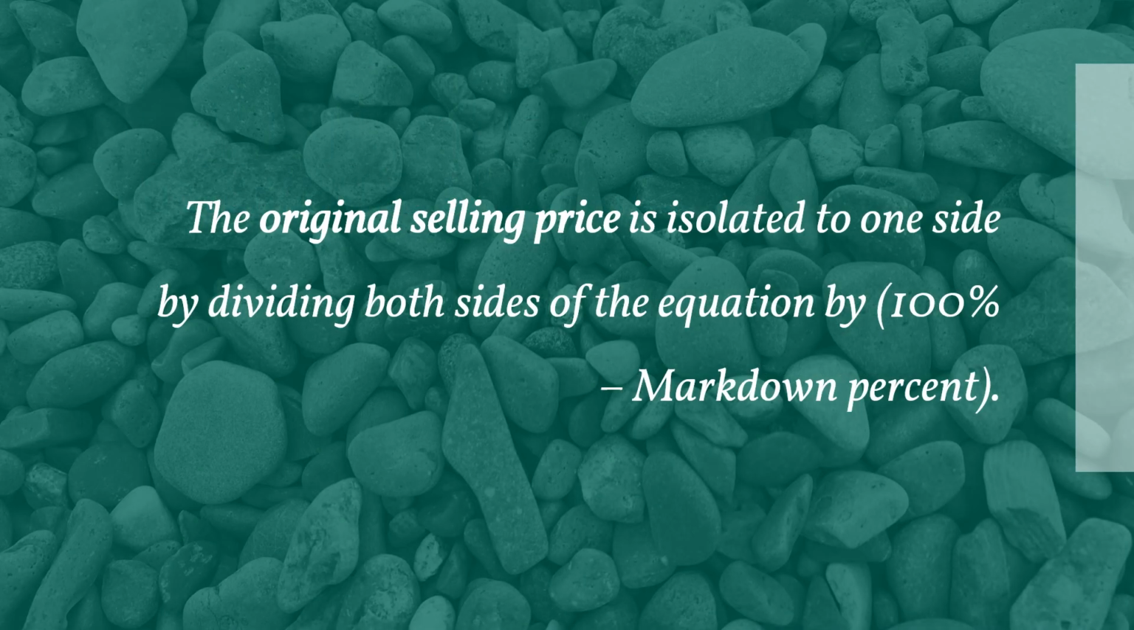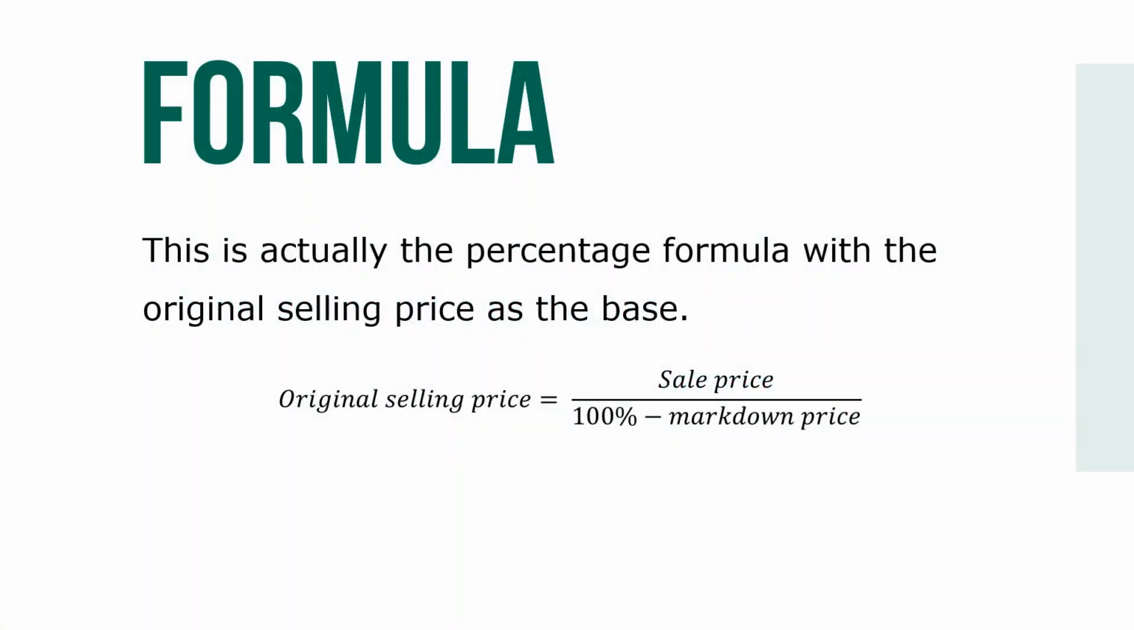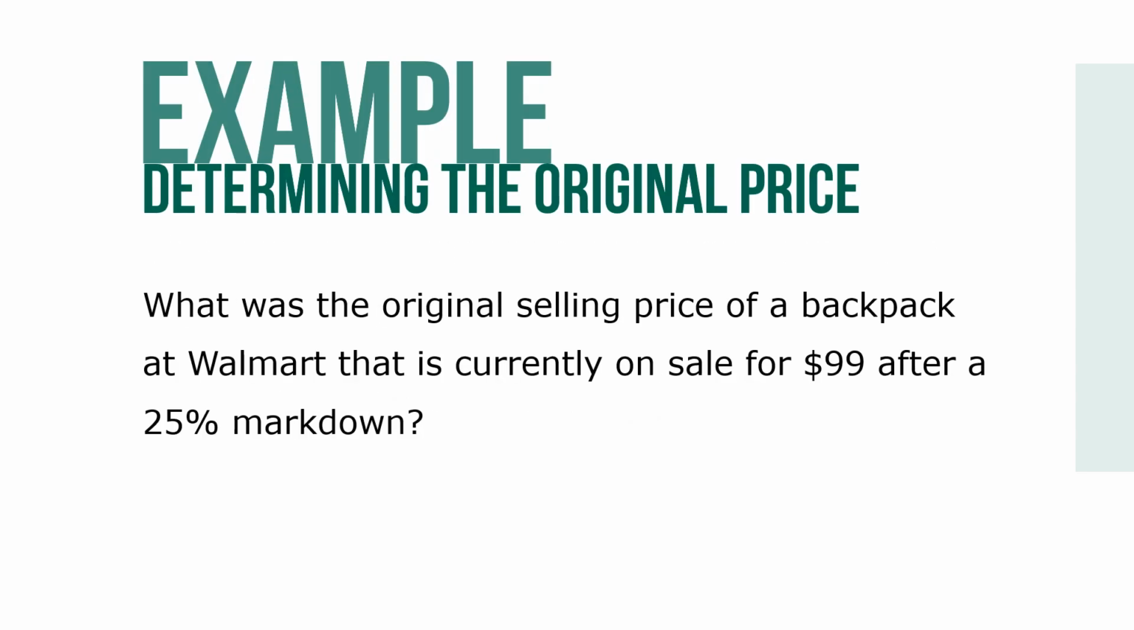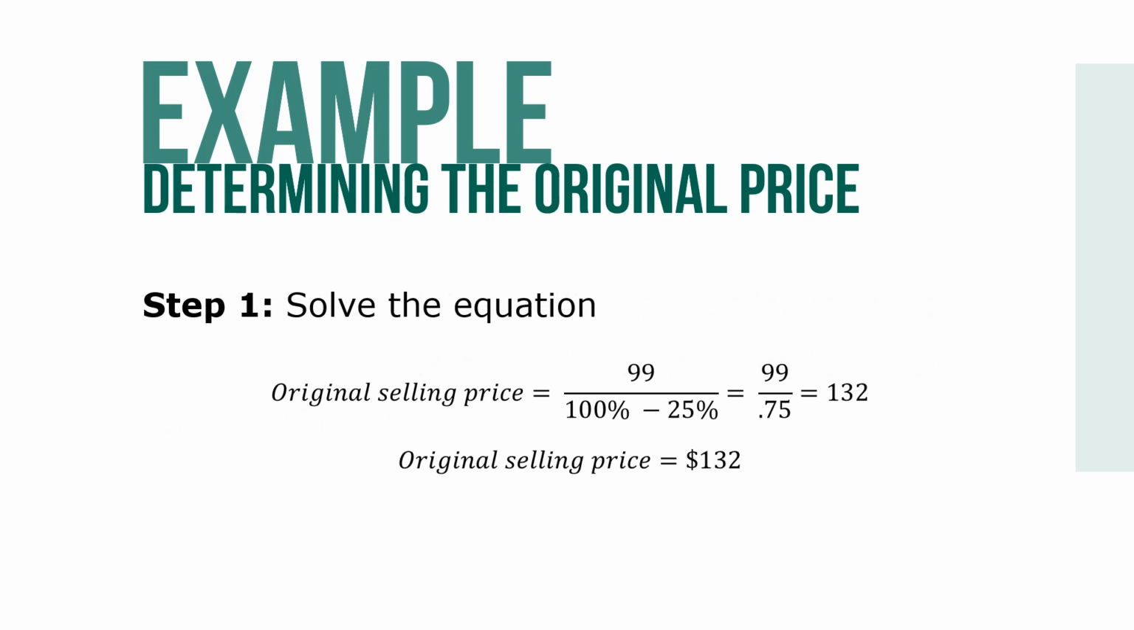The original selling price is isolated to one side by dividing both sides of the equation by 100% minus markdown percent. This is actually the percentage formula with the original selling price as the base. Original selling price equals sale price over 100% minus markdown percent. Here's an example. What was the original selling price of a backpack at Walmart that is currently on sale for $99 after a 25% markdown? Solve the equation. Original selling price equals 99 over 100 minus 25%, or 99 divided by 0.75, to give us an original selling price of $132.